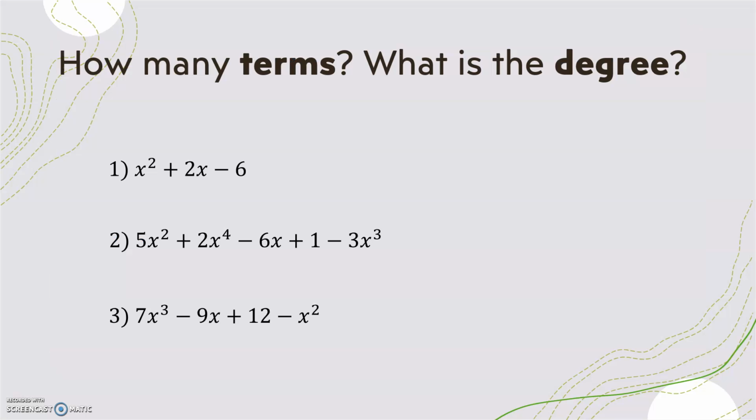Some language: terms are separated by positive and negative signs, by plus and minuses. And degree is the largest exponent in your polynomial. So the degree for the first example here is going to be 2 because the largest exponent for this example is 2. The first example has 1, 2, 3 terms and a degree of 2.